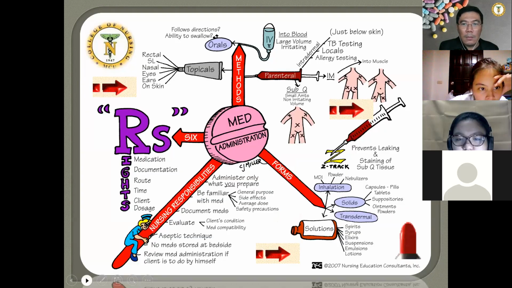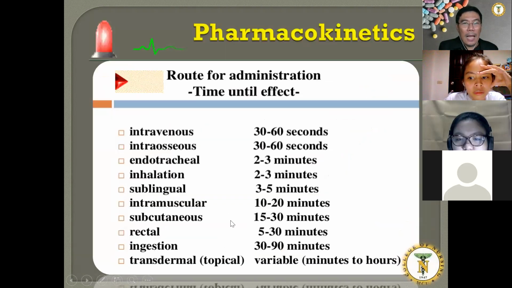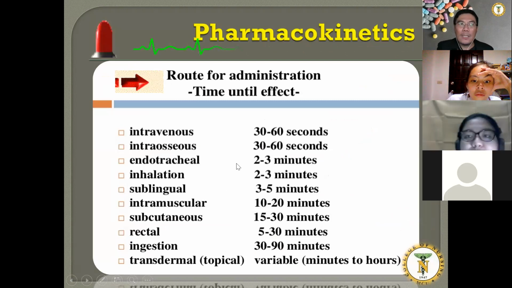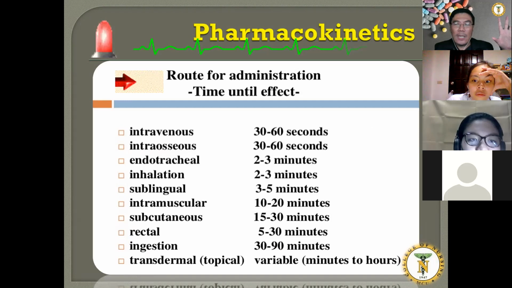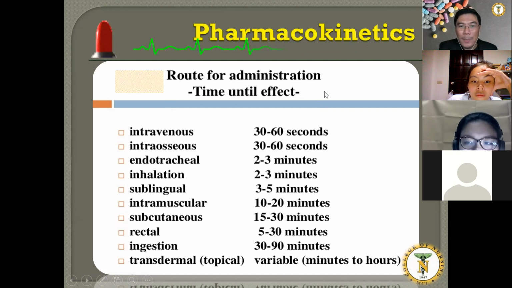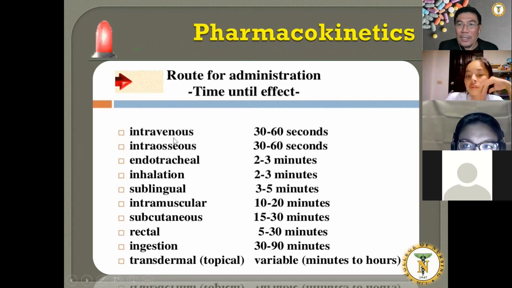So yeah, this is the last slide that we will have for this discussion. If you will notice, we have discussed concentration, peak concentration or maximum concentration, and maximum time. If you will notice with this table that is presented to you, the effect of the drug is faster, aligned with the time. If it is given intravenous and intraosseous, the effect is 30 to 60 seconds. So meaning in 1 minute, the drug will take its effect.